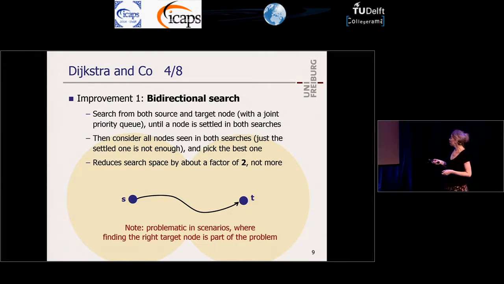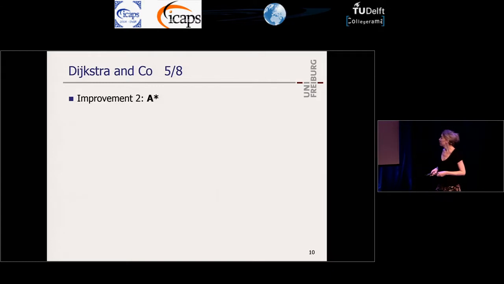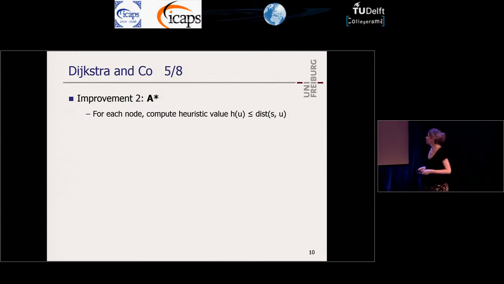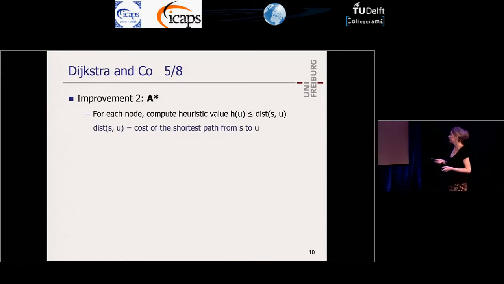Also, there's a problem. In some scenarios, actually finding the target node is part of the problem. And then this is not so easy, or doesn't work at all. So I know that in your community, many of you like A-star. So let's look at A-star. What do you have? You have a heuristic function which underestimates the real distance function, so the real cost of the shortest path. And you use that to improve Dijkstra.